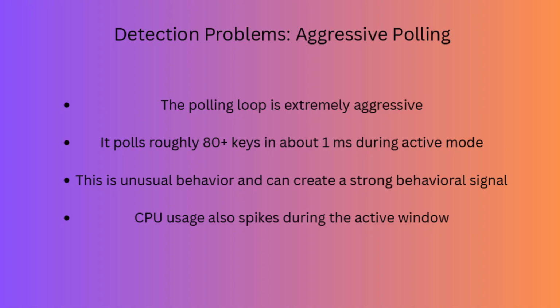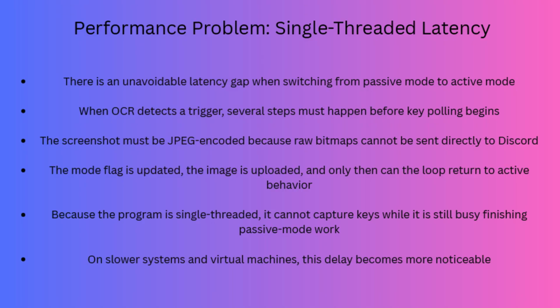Alright, so now for the major point of failure. It's about optimization. This mainly affects slower computers and virtual machines. I personally haven't experienced it on my main desktop. However, there will always be a latency gap during the transition from passive to active mode, regardless of how good the computer is. That's unavoidable. It's just more noticeable on older and slower computers.